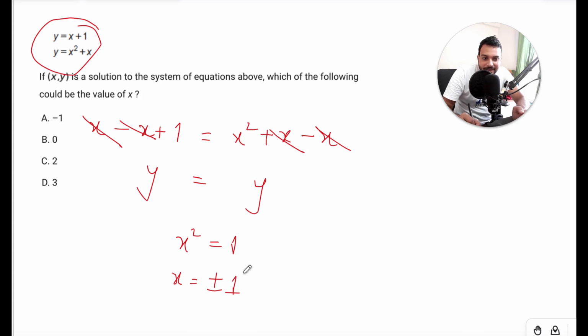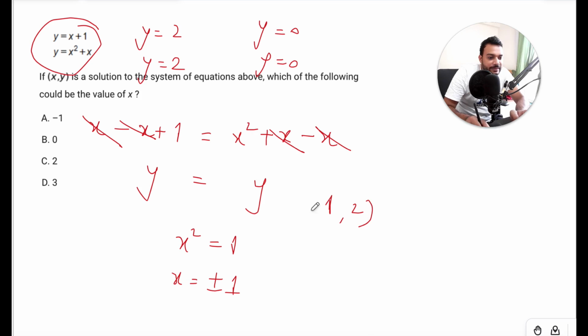So as you see, plus 1 is also a solution, because if you put x is equal to 1, y is 2 for the first equation, and for the second equation also y is 2. And if you put negative 1, y becomes 0 for both. So there are two solutions which exist. One is 1 comma 2, the other is negative 1 comma 0. Both the solutions exist. So for our case, option A.